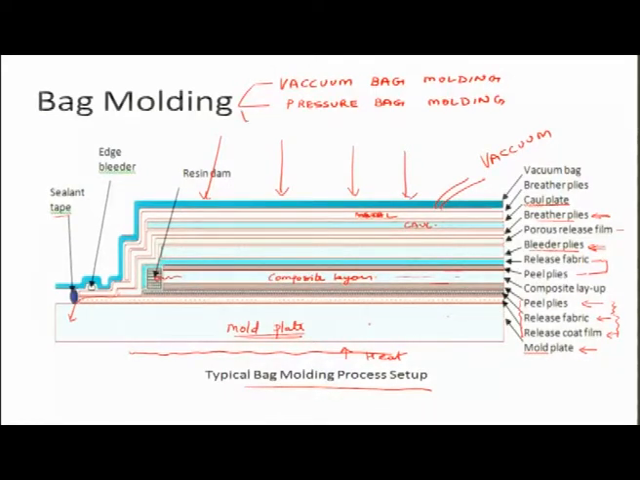And the third one is autoclave molding. And we will explain autoclave molding later. But let's look at these two pictures. So vacuum bag molding is very popular, so is autoclave molding. So between these three, vacuum, pressure and autoclave, this is more expensive.